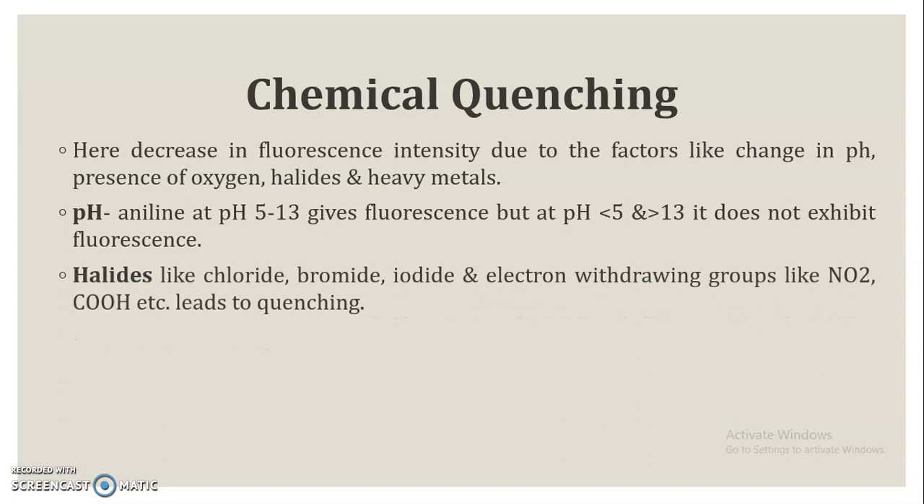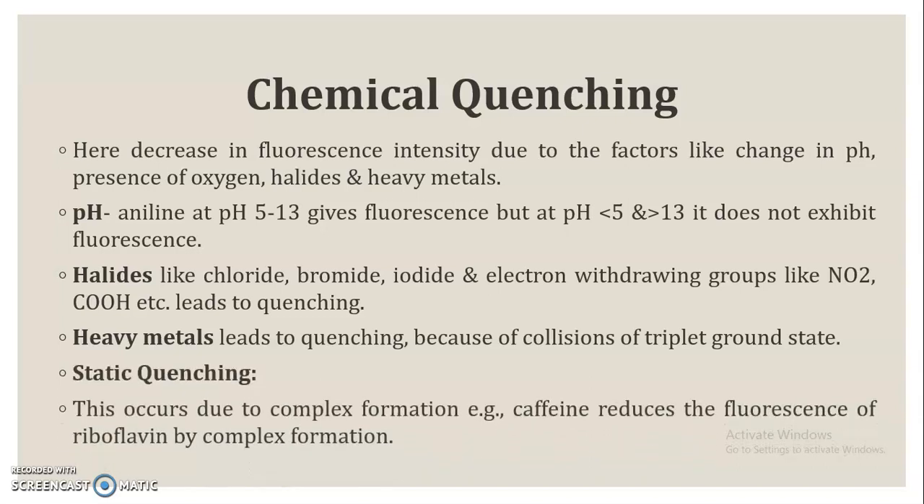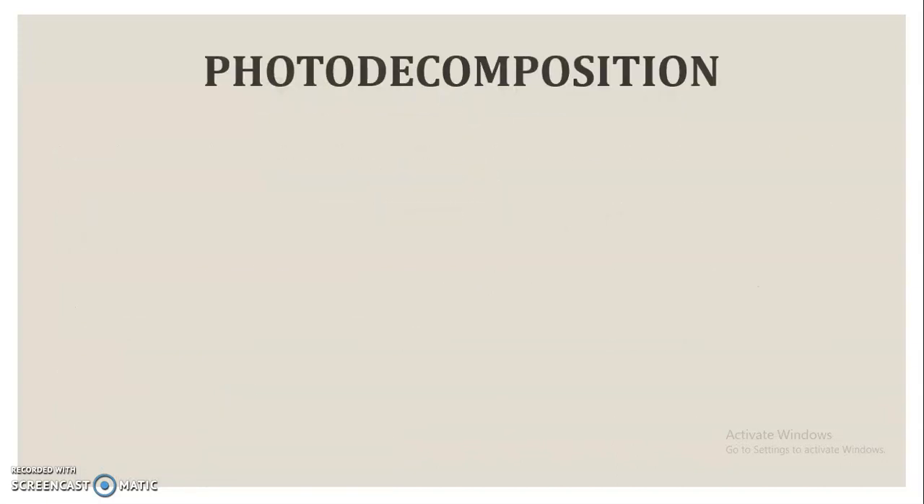Then presence of halides. Halides like chlorides, bromides and iodides, as well as electron withdrawing groups like the nitro group and the carboxylic acid group, if they are present on the fluorescent molecule, that also leads to quenching. Then heavy metals lead to quenching because of the collision of the triplet ground state. And static quenching, we have already observed. So these are the various types of quenching that are observed in that particular molecule.